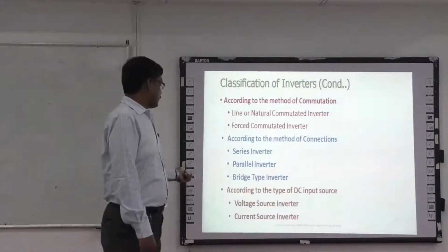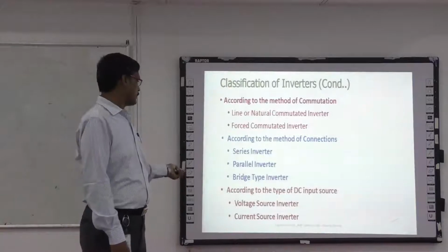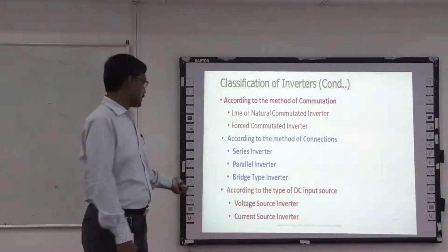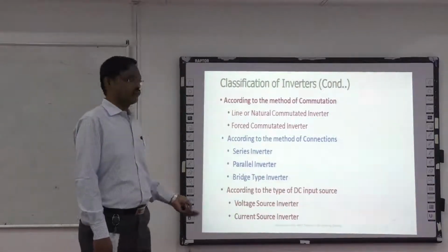And finally, based on the type of DC source used in the inverter, we have two types. One is voltage source inverter, another one is current source inverter. In this lecture we are going to discuss the voltage source inverter.